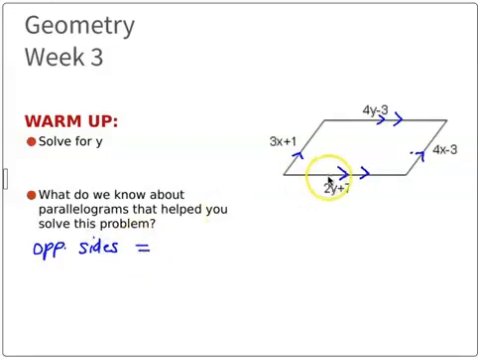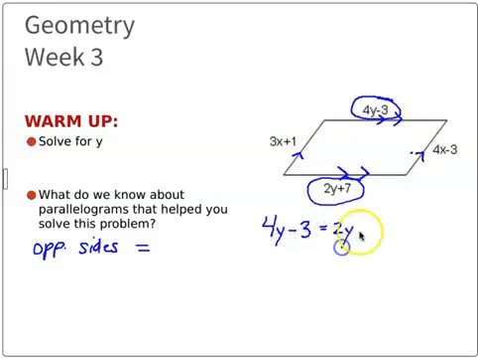This is going to allow us to set up an equation. Since we're solving for y, we're really only going to focus on this side and this side. The other 2 sides have x's, and that's not going to help us solve for y. Because we know this is a parallelogram, we also know that opposite sides are congruent. So I can say that 4y minus 3 must be equal to 2y plus 7. Now I've got a nice algebraic equation that I can solve for y.